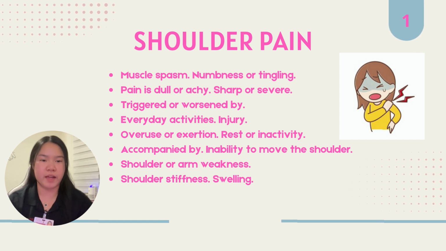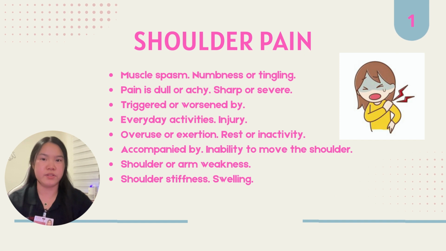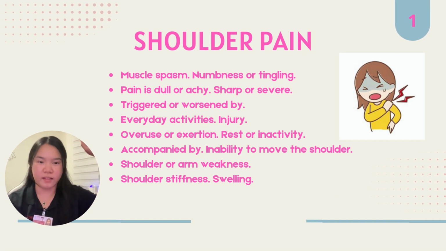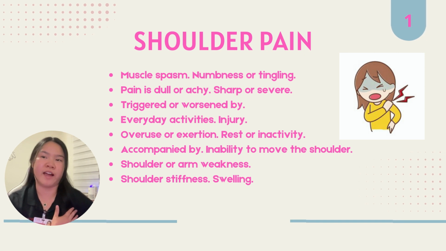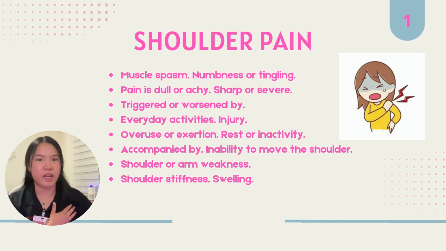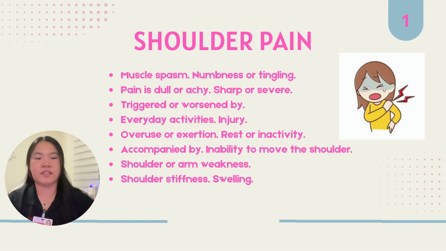Sometimes it's sharp pain or severe, triggered or worsened by overuse or everyday activities, for example overhead lifting and using your shoulder repetitively, and an inability to move your shoulder. You may feel your shoulder is weak, with more tiredness or fatigue, and sometimes it's stiff and swollen.